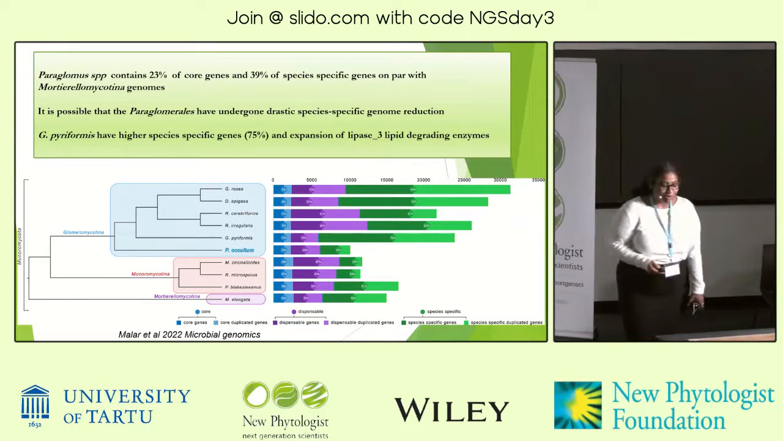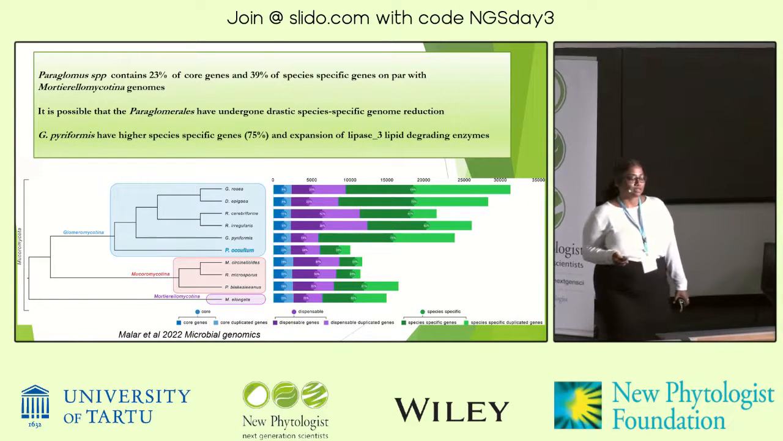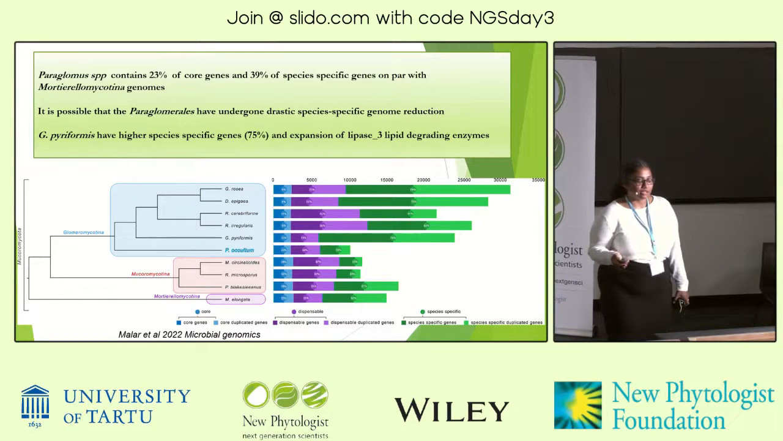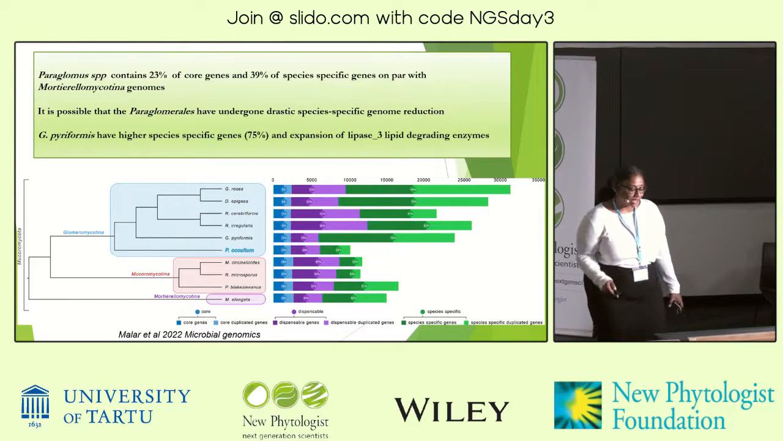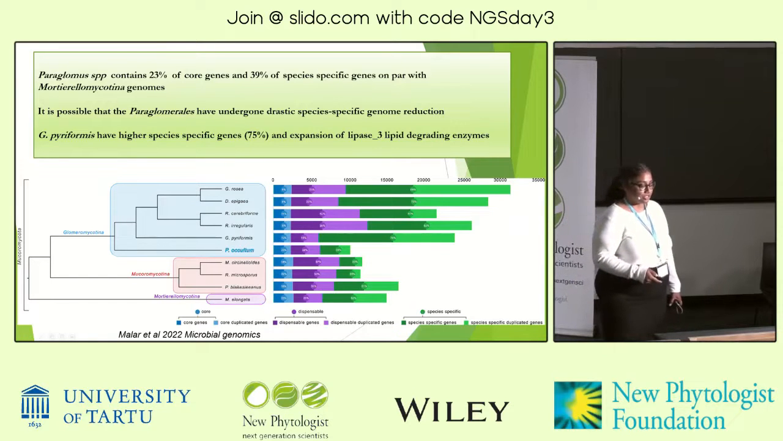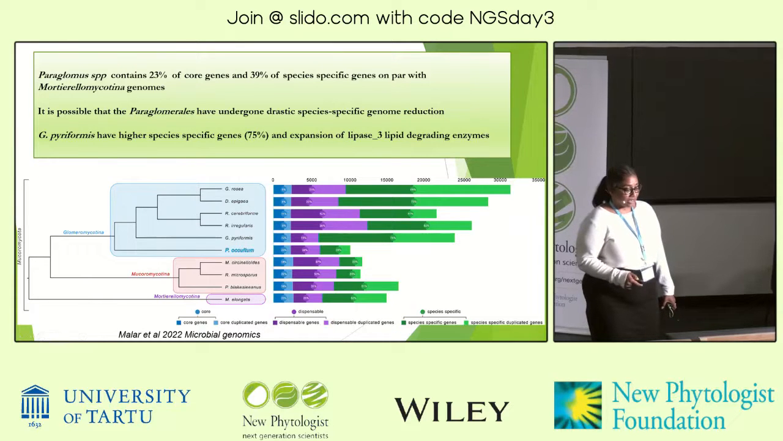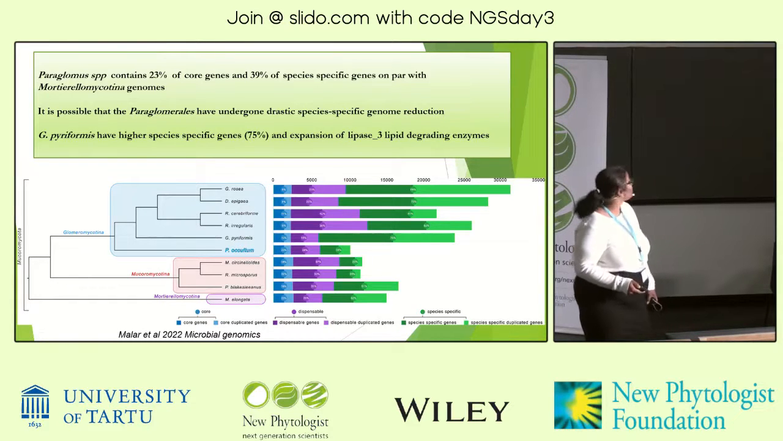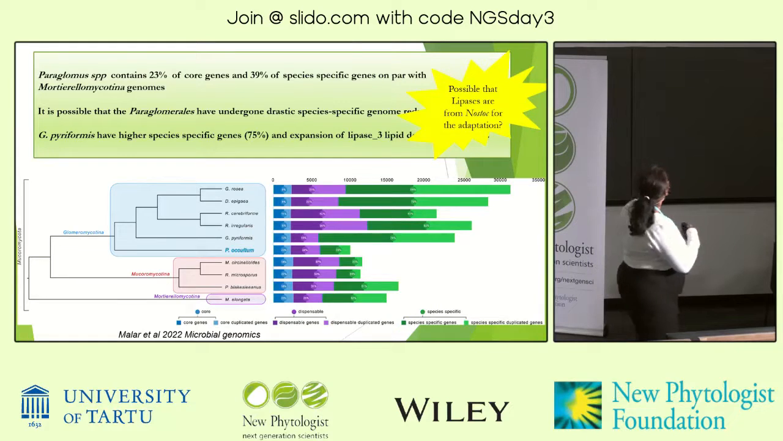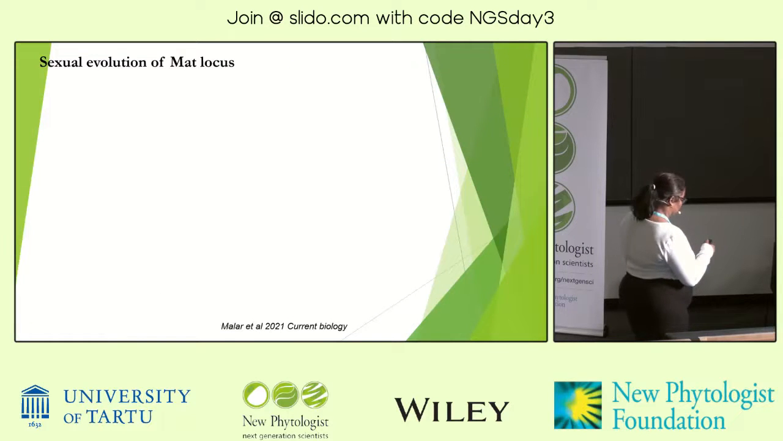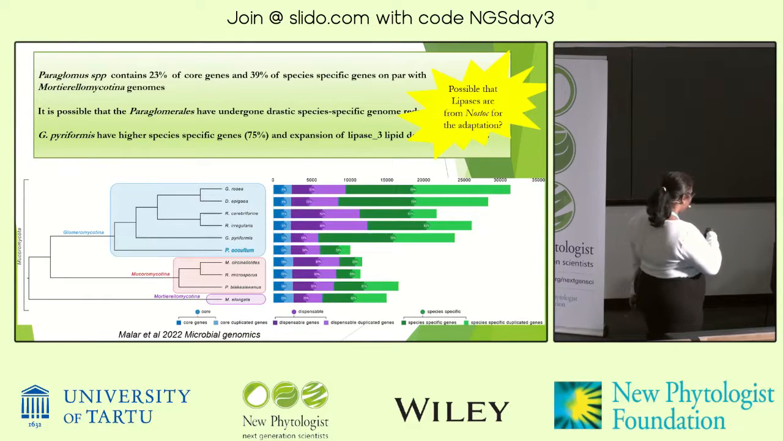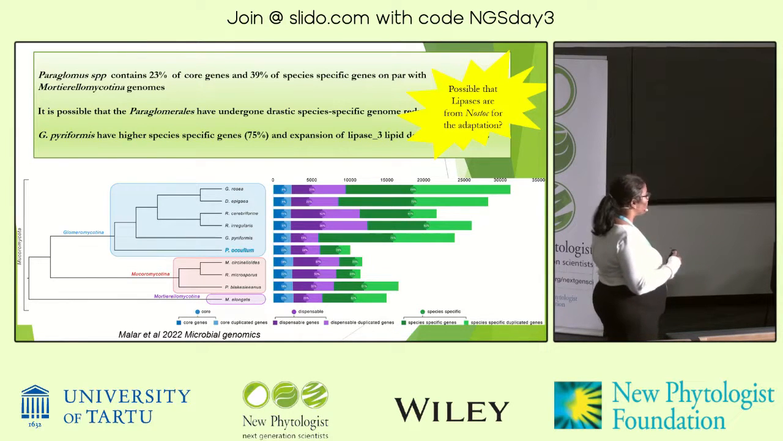We performed the core gene analysis with the early diverging AMF and all other AMF, and we also included the Mucoromycotina genomes. I found that Paraglomus contained more core genes in comparison to all other genomes. And 39% of it contained species-specific genes, more than all other AM fungi.